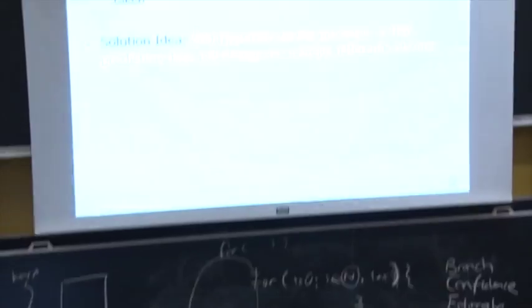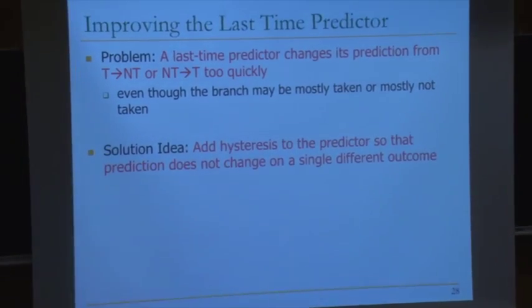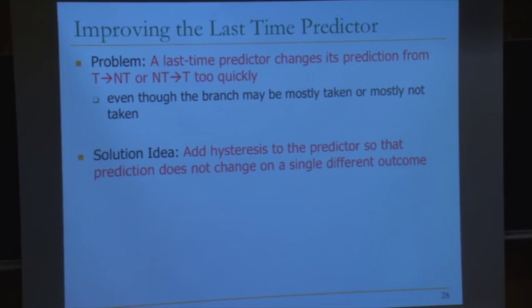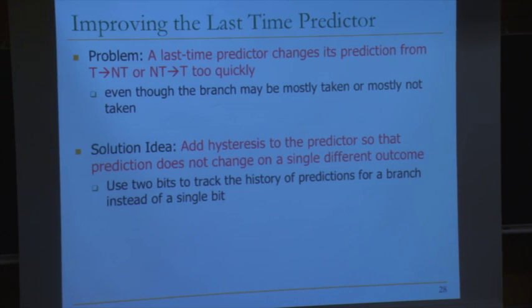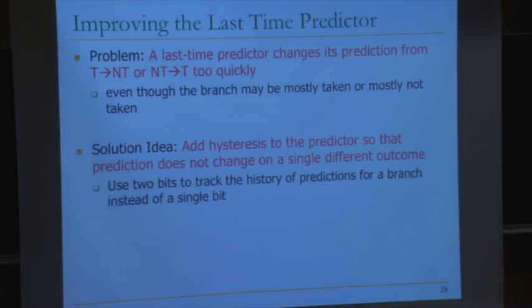Basically, we want to add hysteresis to the predictor such that the prediction does not change on a single different outcome, or n different outcomes from the past outcome. Well, how do you do this? Basically, it's 2 bits to track the history of predictions for a branch instead of a single bit. Make sense? Now we can have 2 states. Remember that state diagram?